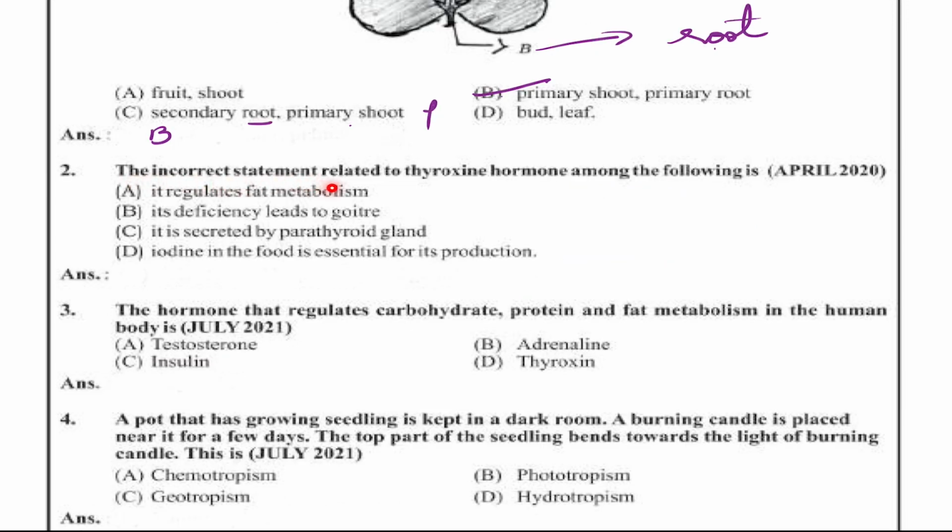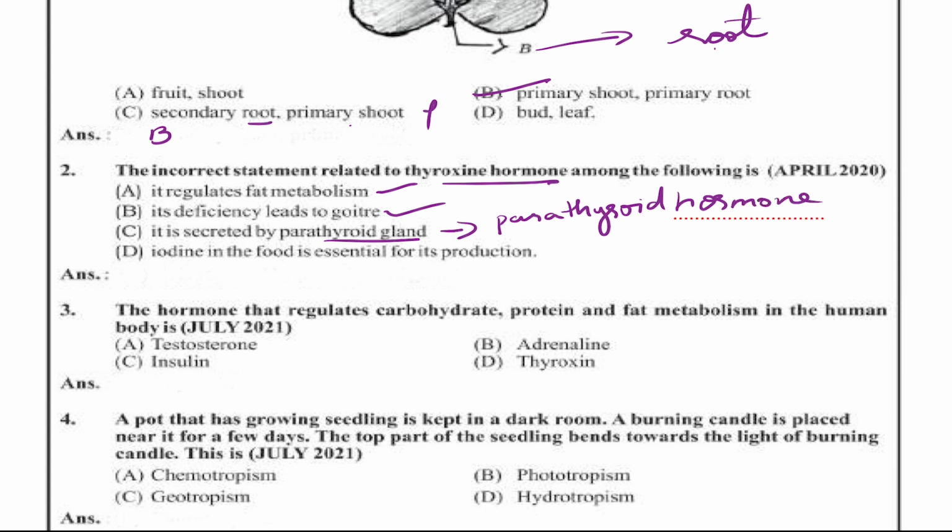Next question. The incorrect statement related to thyroxine hormone among the following is. So you have to search for the incorrect statement. There are three correct options and only one wrong option. It regulates fat metabolism. Yes, it is right. Its deficiency leads to goiter. Yes, correct. It is secreted by parathyroid gland. Is it right? Thyroxine hormone is secreted by thyroid gland. And what does the parathyroid gland secrete? It secretes parathyroid hormone.